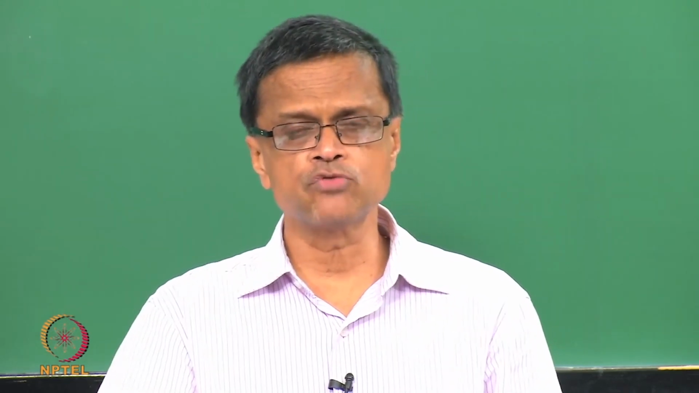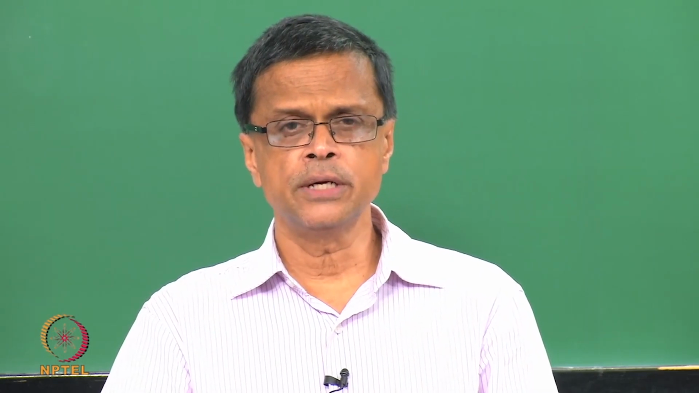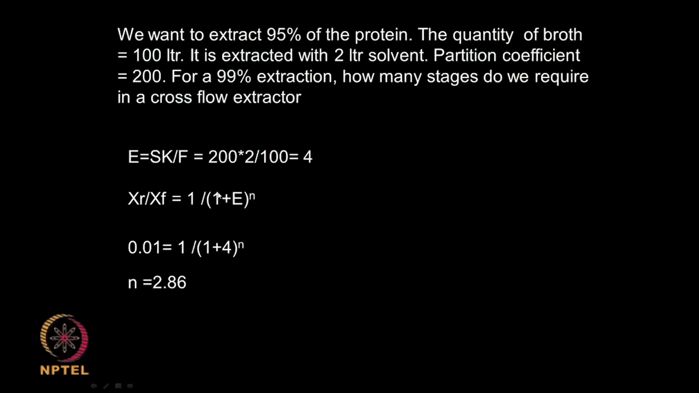This is called cross flow. Cross flow, what do you do? Every time you are adding the solvent, it could be fresh solvent, into each stage. So your feed flows through stage 1, stage 2, stage 3, stage 4, whereas solvent is entering independently in each of the stages. That is called the cross flow extraction.